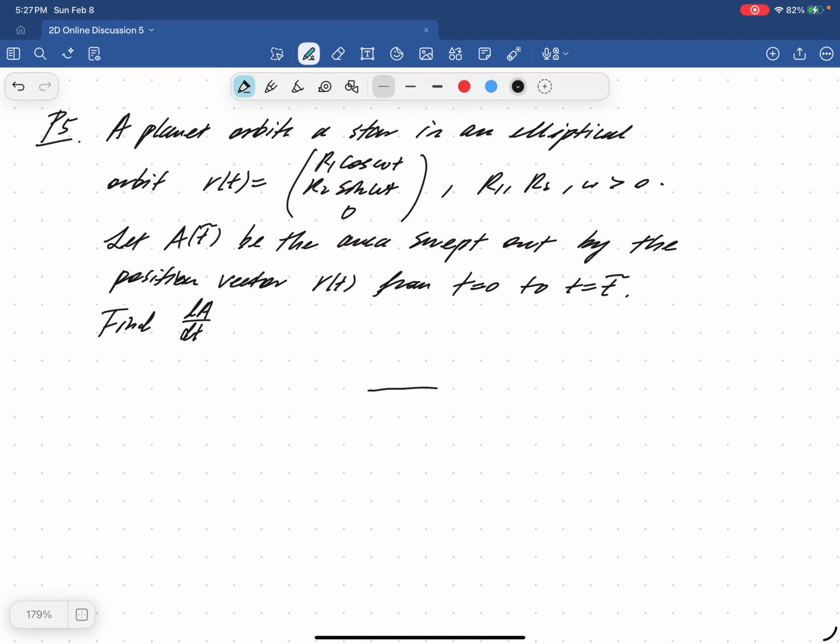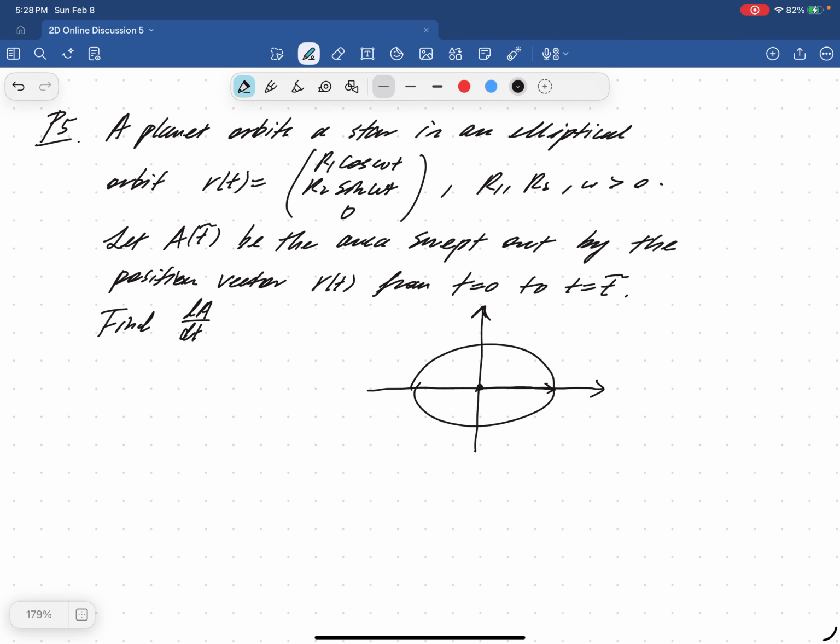So what does A(t̃) mean graphically? If this is my universe and this is my star at the origin, my planet traces out this ellipse. A(t̃) is just going to be, so this is my r(0), this is my r(t̃), this area, which is swept out by the position vector of the planet.